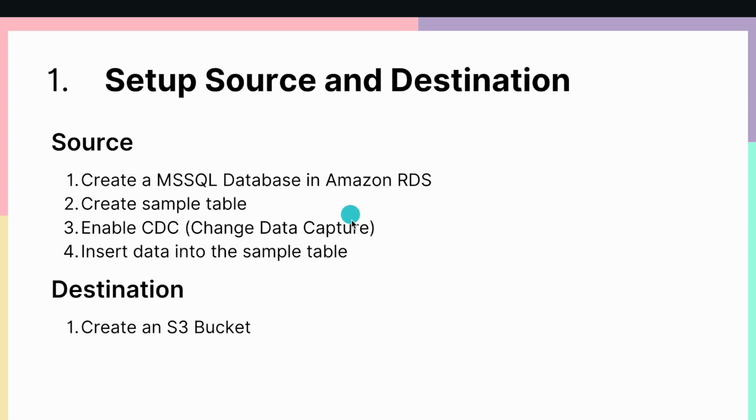So first step is set up source and destination. In the source, we will create a SQL Server database on Amazon RDS, and then we'll create some sample table, and then we will enable CDC on the table. CDC is basically change data capture. So when you enable CDC on a particular table, all the changes that you make on the table are going to be captured in a separate change tracking table, which we can ingest into Kafka. Okay, so basically the connector will connect to those change tracking tables and track all those changes which are happening on our base table. And then we are going to insert some sample data into the table. And the destination is simple. We are just going to create an S3 bucket.